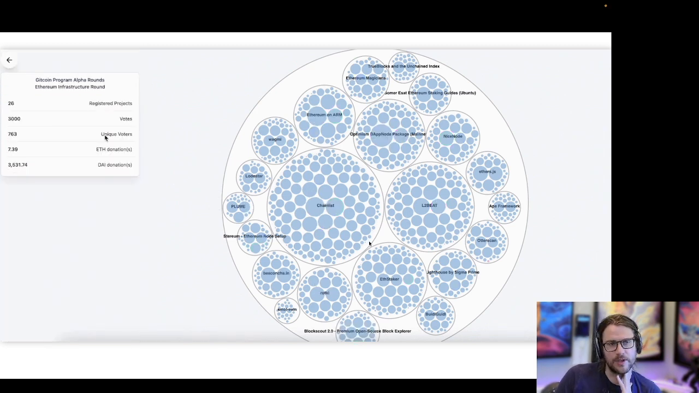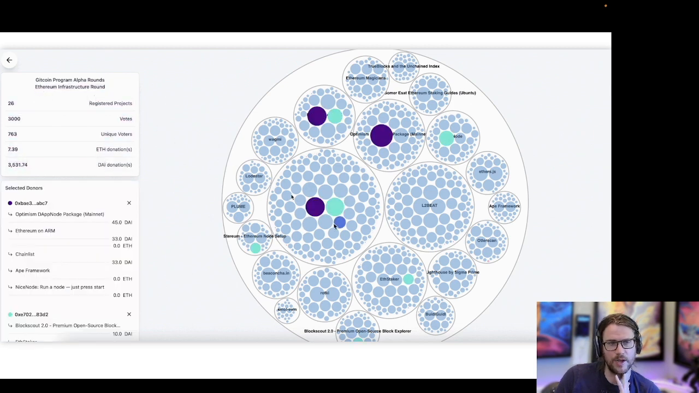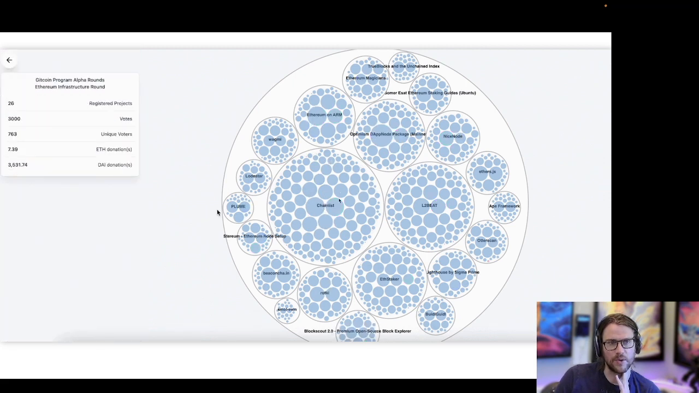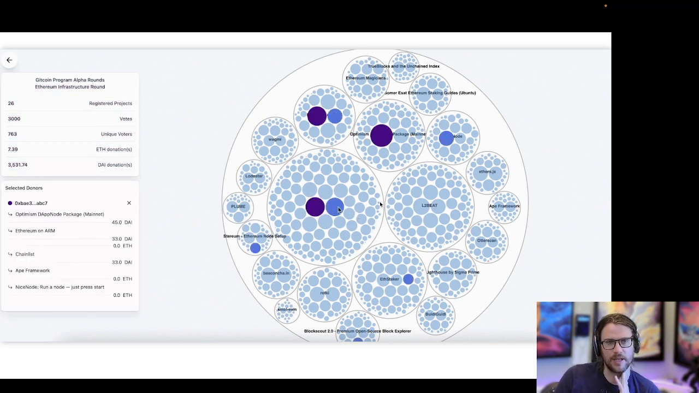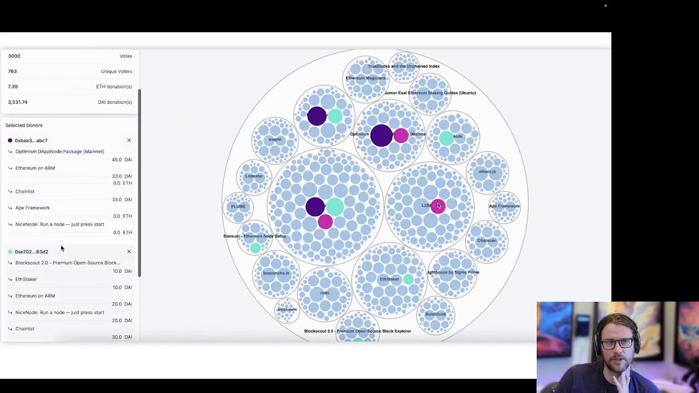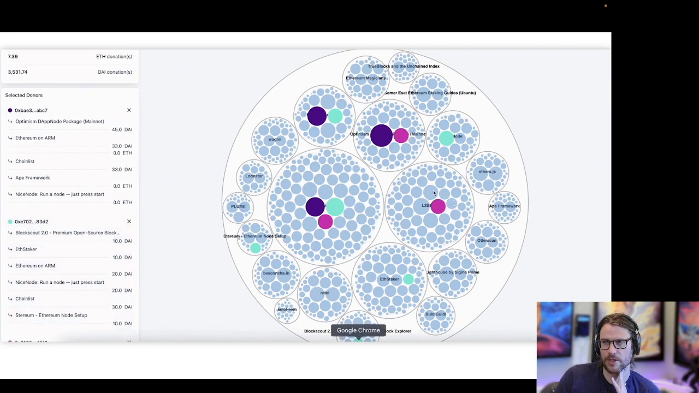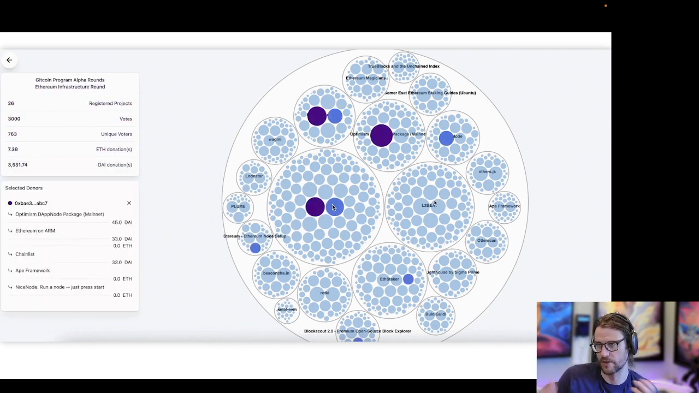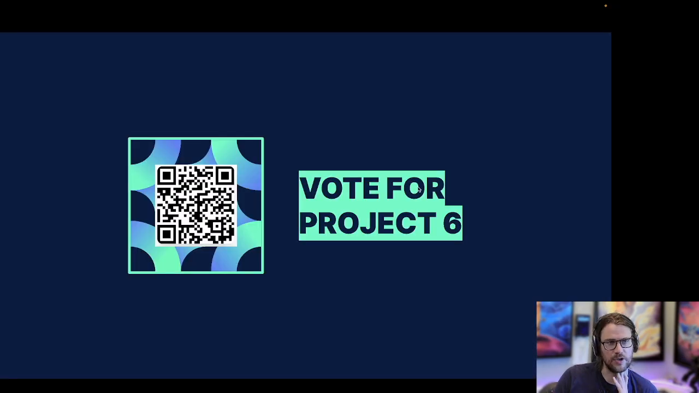round. So basically, this is the Ethereum infrastructure round that was just run in February, and you can see all of the contributions that have been made to different grants in that round: Chainlist, Optimism, L2B, and you can compare the size of those contributions and the contributors who contributed to multiple grants in that grant round to each other using this visual interface, which is a launching off pad to validate assumptions about whether there's been Sybil attackers, whether there's been collusions, and things of that nature. If you want to vote for Project 6, you can do that here.